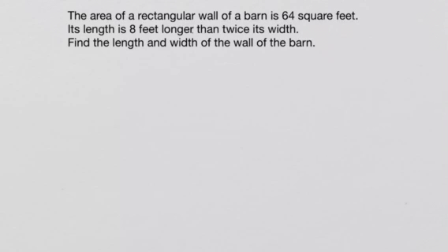The area of a rectangular wall of a barn is 64 square feet. Its length is 8 feet longer than twice its width. Find the length and width of the wall of the barn.